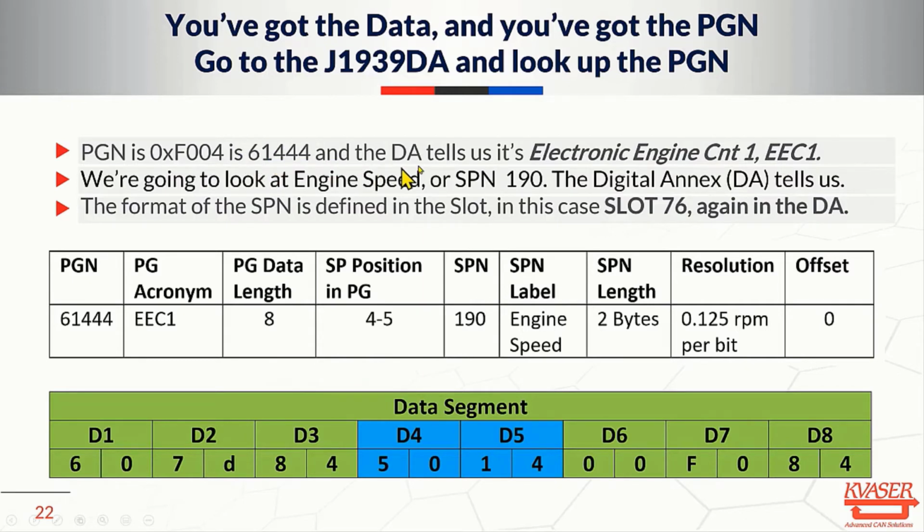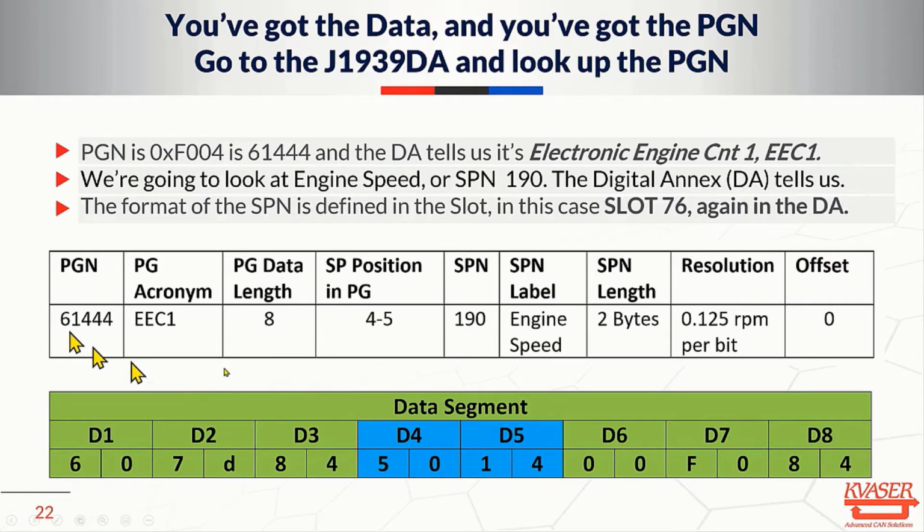We can look that PGN up in the digital annex, and the name of it is Electronic Engine Control 1. It's abbreviated EEC1, okay? We're going to look at engine speed, which is one suspect parameter number within that PGN, within that parameter group. So this is the parameter group, 61444. This is the suspect parameter within that group that we're going to consider.